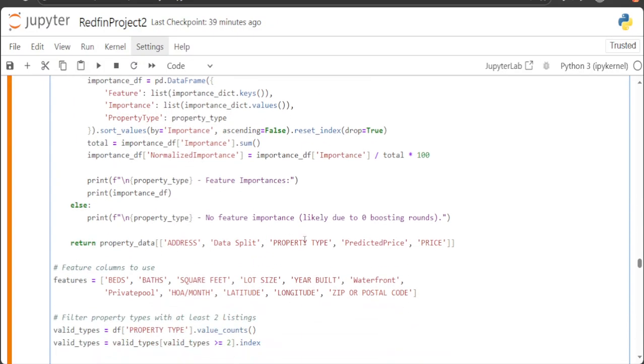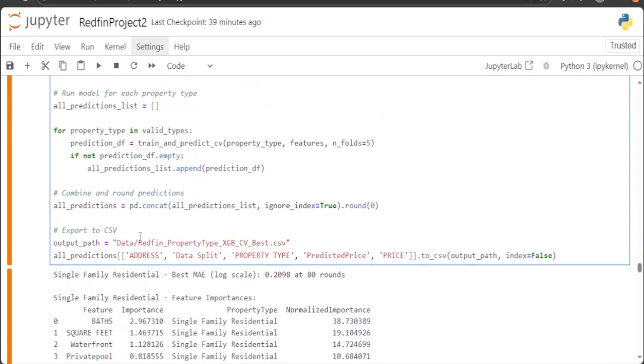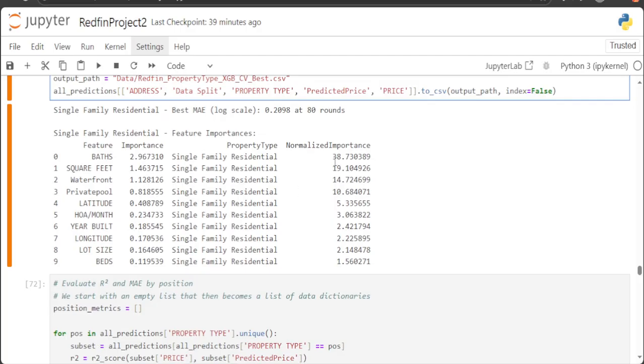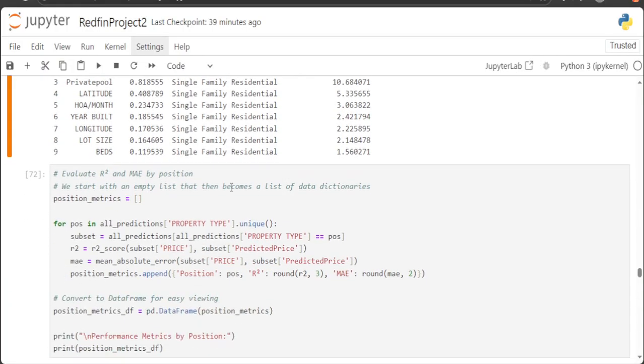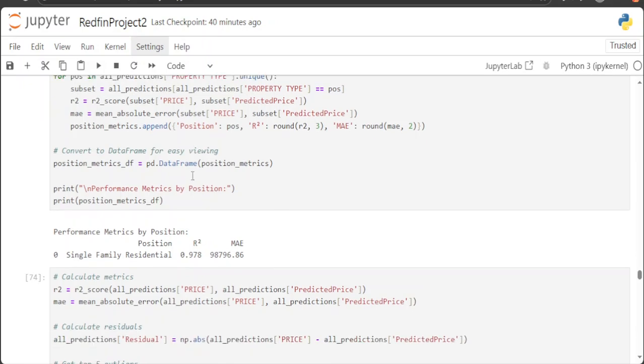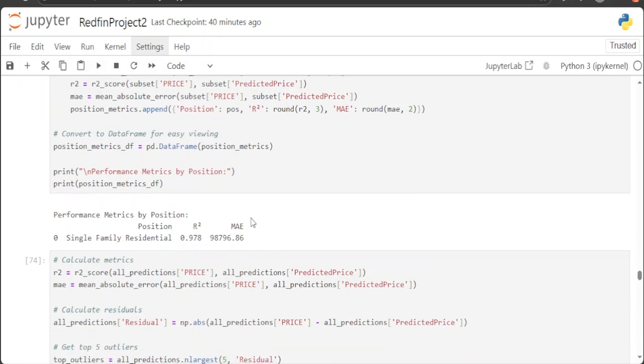Then we can see here this is going to be the result. It's going to return this data frame with our model predictions and the actual sold prices. These are the features that were used. You can see baths was at 38%, waterfront at 19%, private pool at 10%. And when we evaluate the R square and the MAE, we got 0.978, and then the MAE was at 98,796.